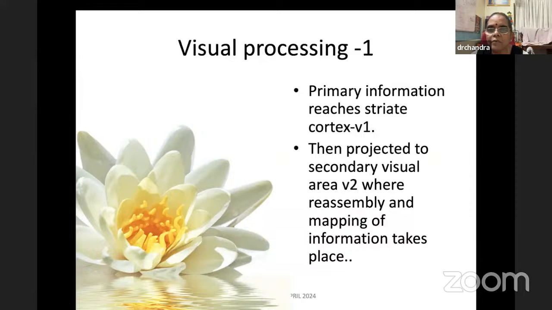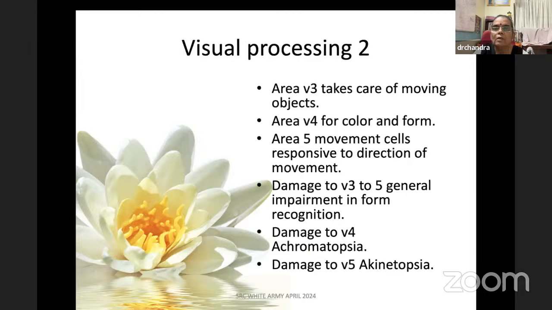So primary information reaches the striate cortex, that is the V1 area, and then is projected to the secondary visual areas, that is V2, where reassembly and mapping of information takes place. And then you have area V3, which takes care of moving objects, and area V4 for color and form, and area V5 for movement cells, responsive to direction of movement.